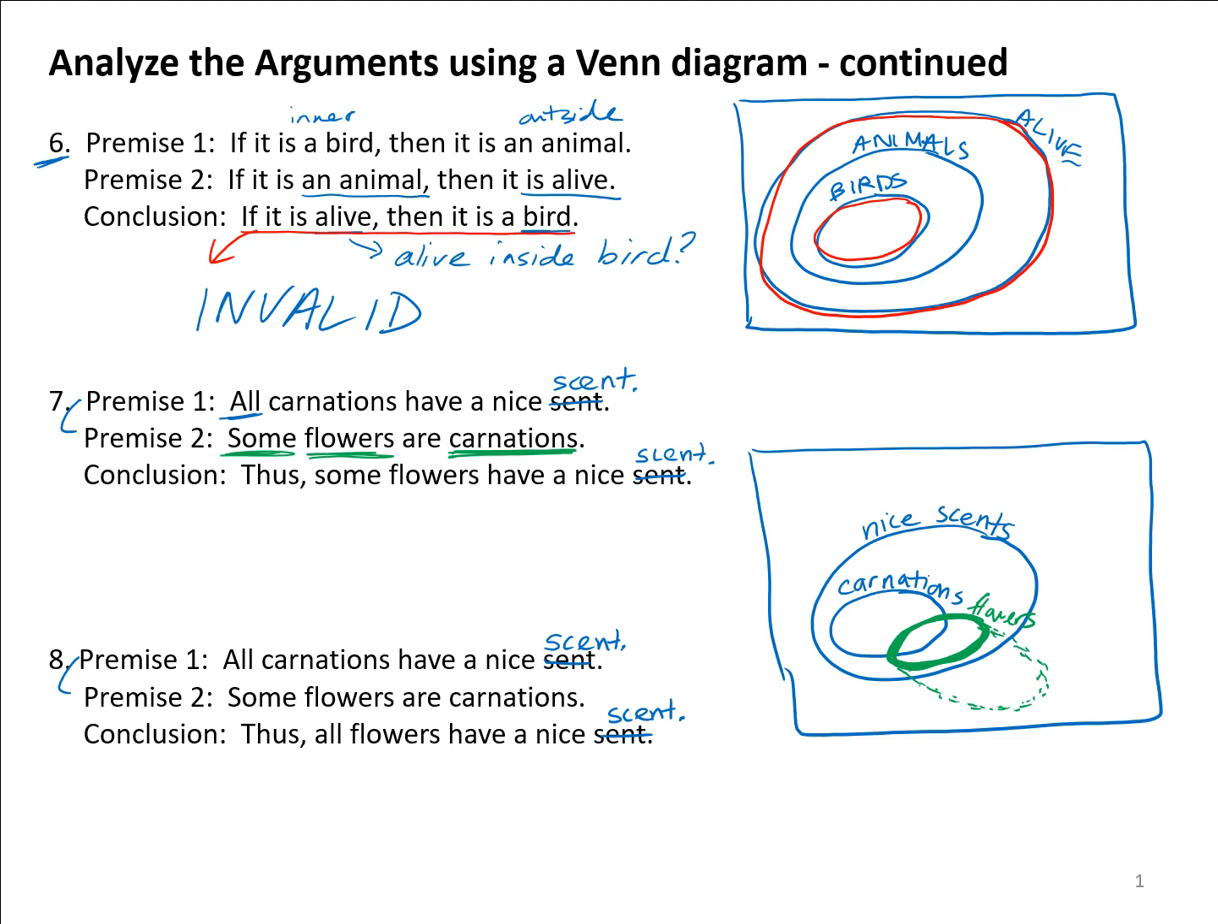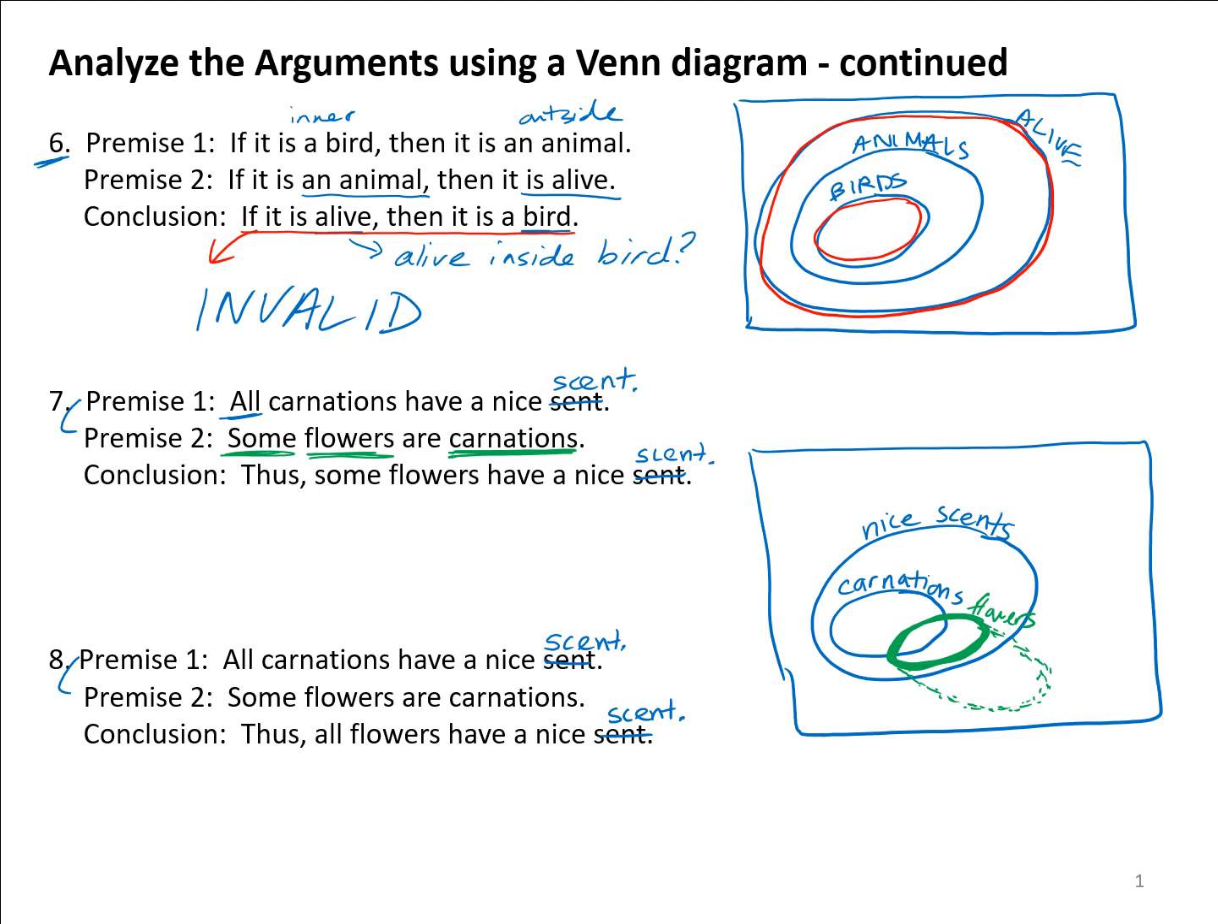But one thing to be aware of is that we don't know how far and how large that set goes. Does it entirely stay within the nice scents? Or does the set of flowers expand out beyond nice scents? So that's our picture. Let's look at the two conclusions.